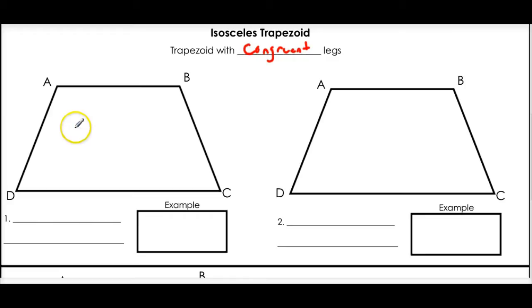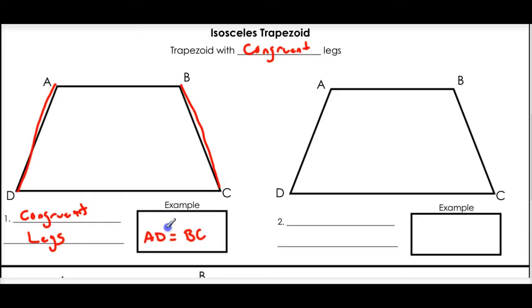So our first fact about isosceles trapezoids is what? They have congruent legs. That's one of the properties of isosceles trapezoids. And in this case, remember, the non-parallel sides are the legs. So AD would be, not parallel, is congruent to BC, right? Because the legs are congruent. If this was 10, this would also be 10. The legs are congruent in an isosceles trapezoid.